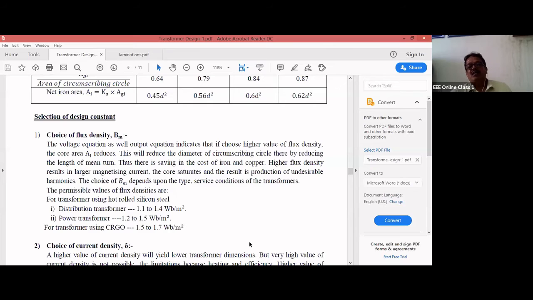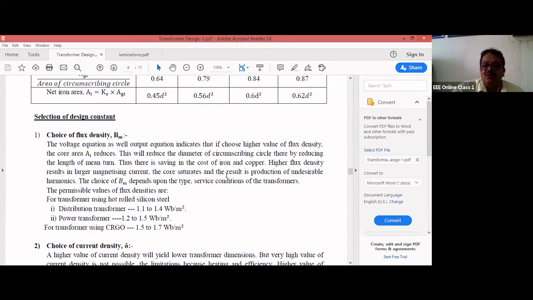So, if you go for a higher value of flux density, you have one disadvantage. As I told earlier in the previous classes, if you go for a higher value of flux density, there will be a larger magnetizing current. If there is a larger magnetizing current, your core gets saturated. If your core gets saturated, then your output or efficiency will decrease. When the core gets saturated, there will be no more electromagnetic flux.